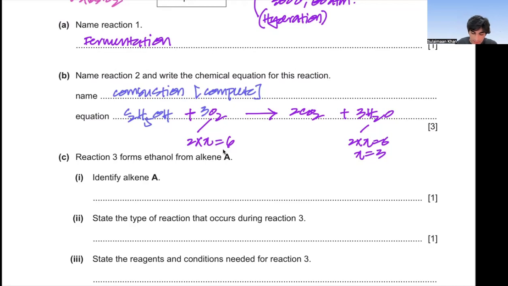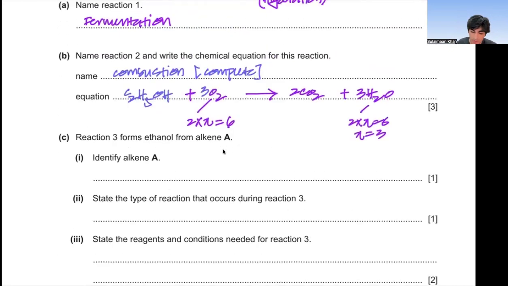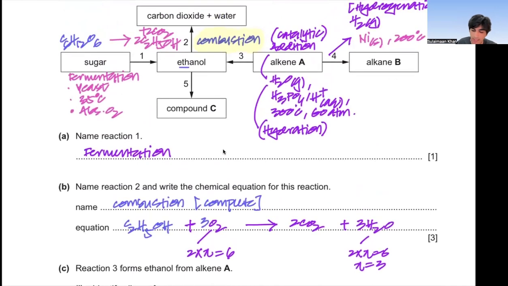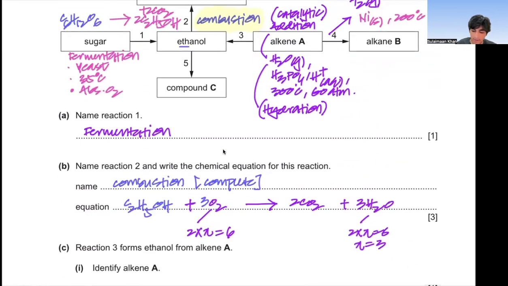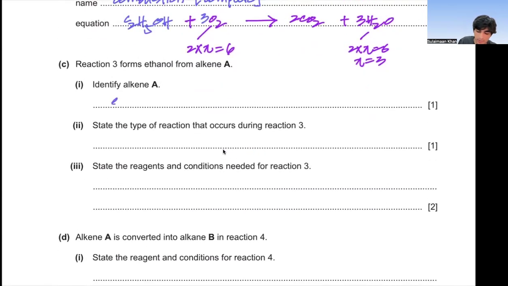अच्छा, reaction 3 forms ethanol from alkene A. This is an addition reaction, right? Now it says identify alkene A. If it forms the alcohol with 2 carbons, it must be made from a 2-carbon alkene, and a 2-carbon alkene is called ethene. Right? Now it says state the type of reaction that occurs during reaction 3. It's called an addition reaction.